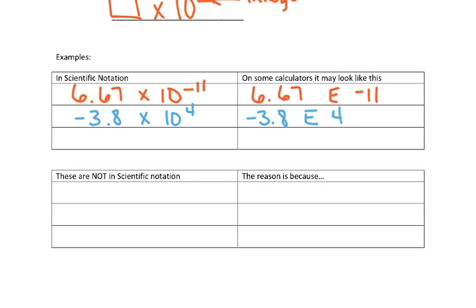A last example might be something like 5 times 10 to the 50th power. So, you don't have to have a decimal point. The rule is that this number has to be between 1 and 10, which it is. We're multiplying by 10, and the exponent is an integer. So on a calculator, this answer might look like 5E50.